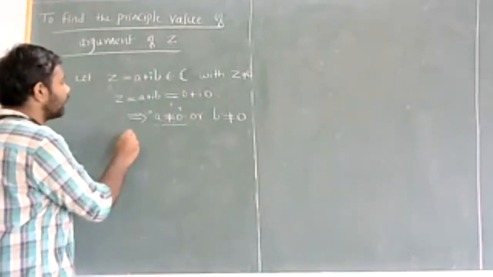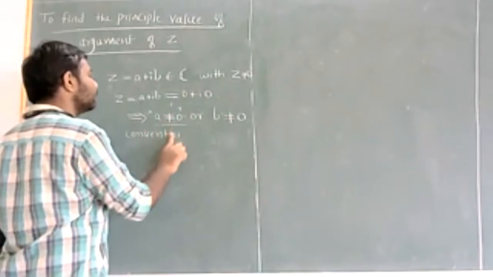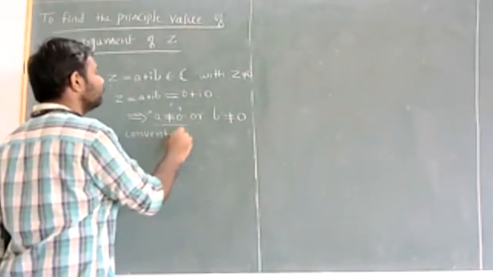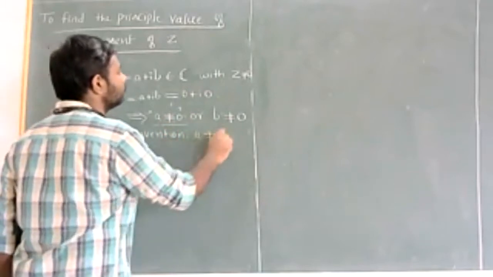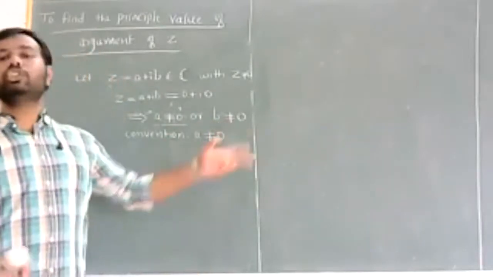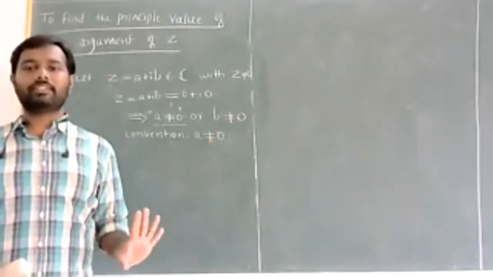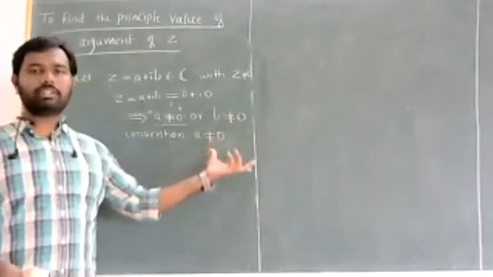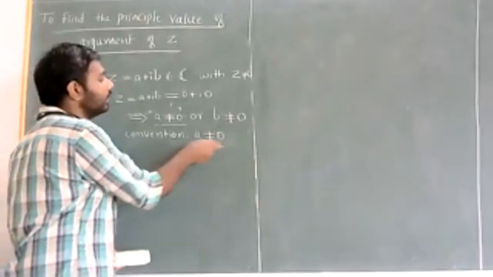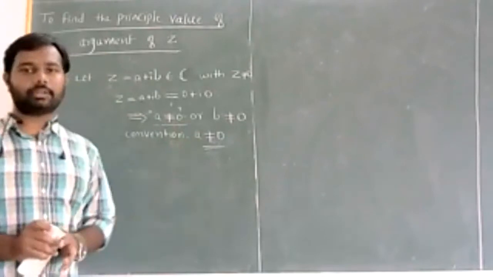My convention is that a is always non-zero. Hence b could be 0 in some cases, but a is never 0. You can follow the same for b also, but why we have taken a, you'll see in the next part. So a is never 0.